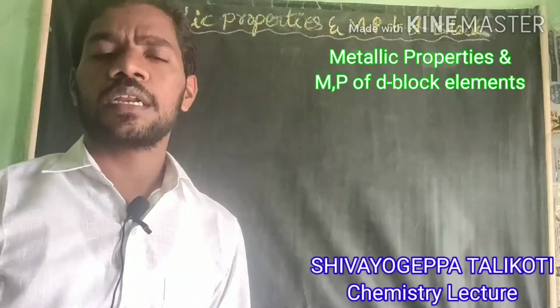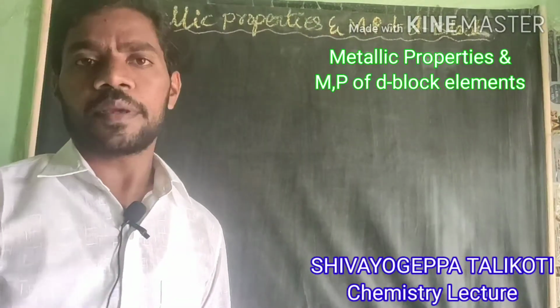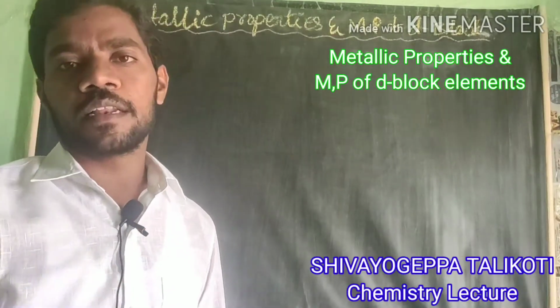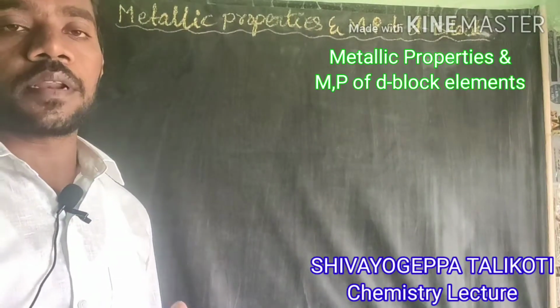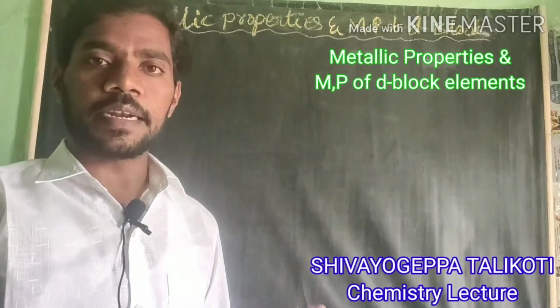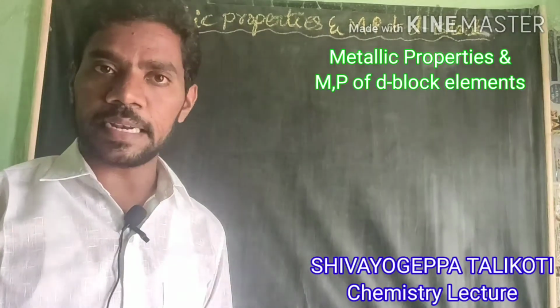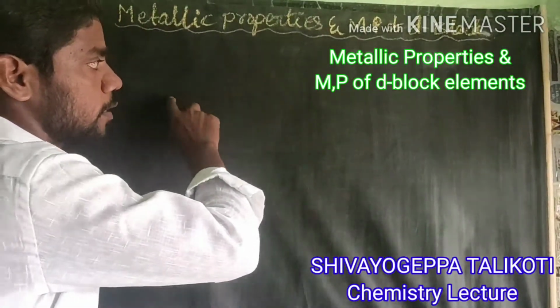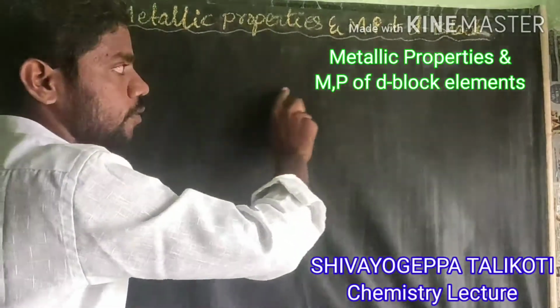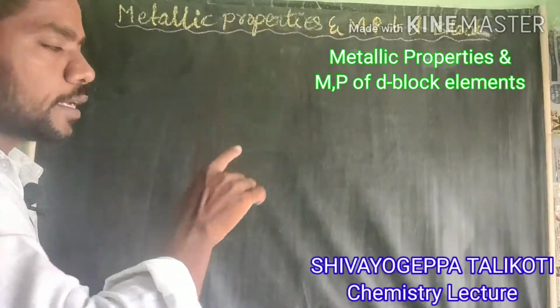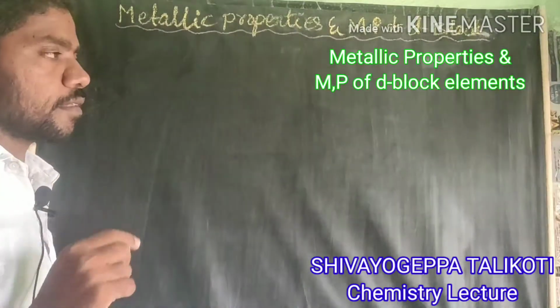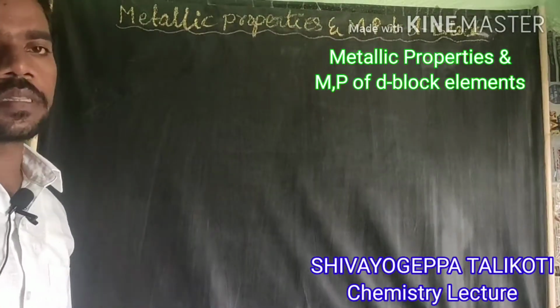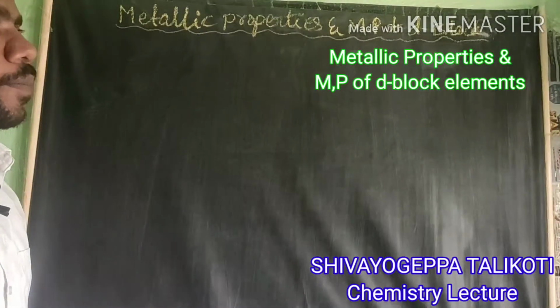After learning about atomic radii: atomic radius decreases from left to right and increases from top to bottom of the periodic table. In the periodic table, going from left to right, atomic radius decreases, and from top to bottom it increases. Next, we go for the d block elements, their metallic character as well as melting point.